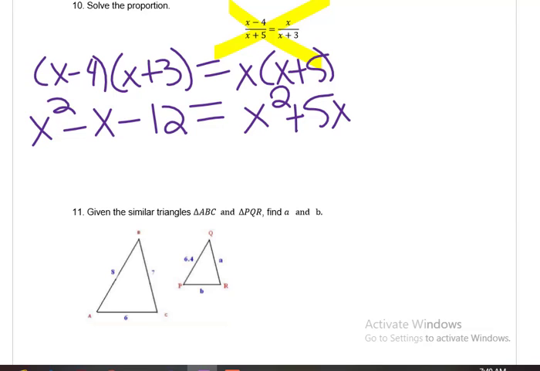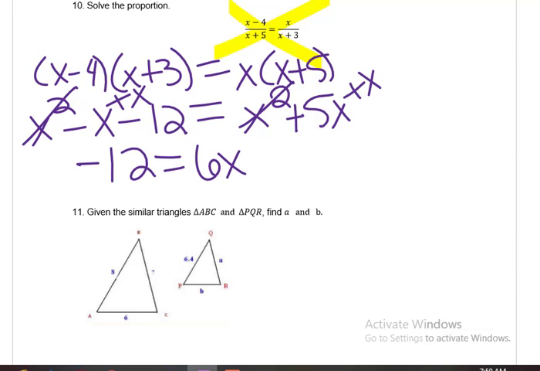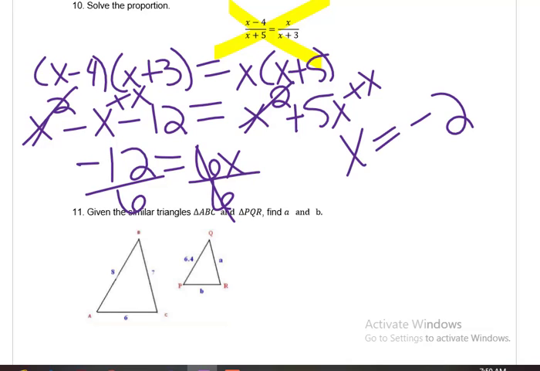I'm going to subtract x squared from both sides to simplify, and then I'll add x to both sides to get my x term on one side and my constant alone on the other. Dividing both sides by 6, I get x is equal to negative 2.